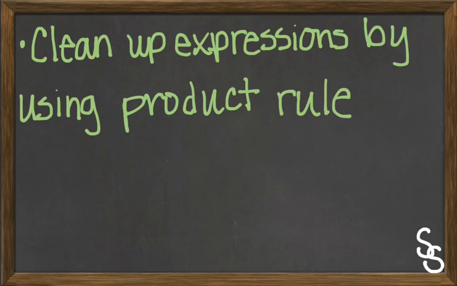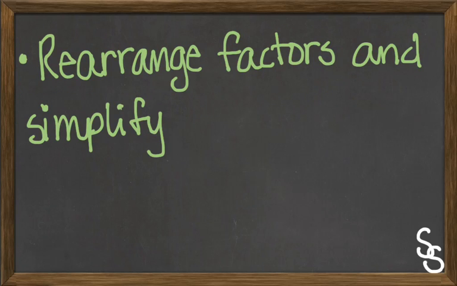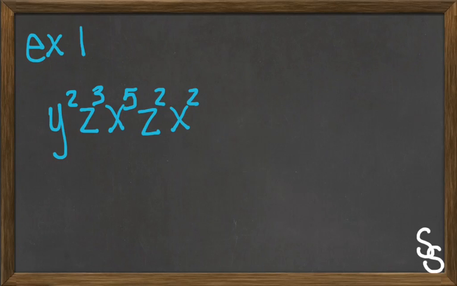Now, we can clean up expressions by using the product rule. So we're going to rearrange factors to simplify, and I'll show you how. In this example, you'll notice that there's more than one z and there's more than one x. Now that we know how to combine them, we can simplify this. I personally like to do things in alphabetical order, but there's no mathematical requirement for that. They can be in any order you want.